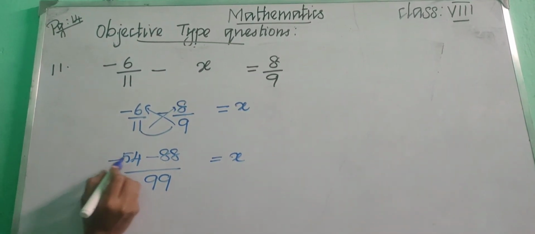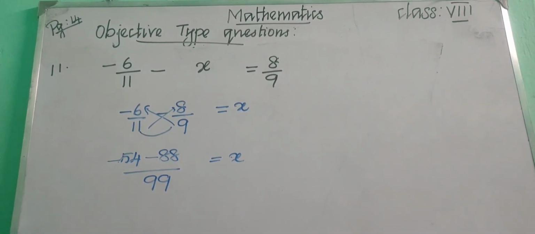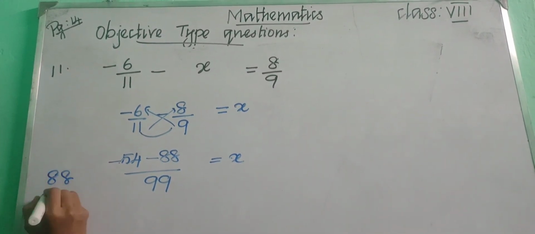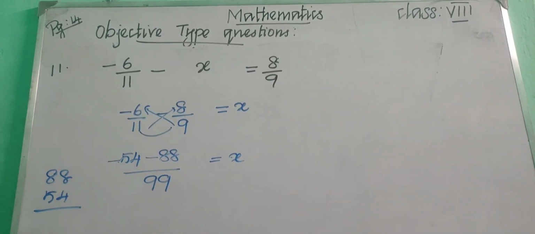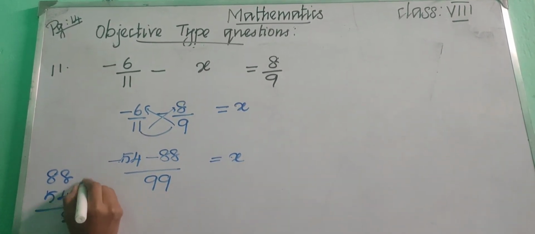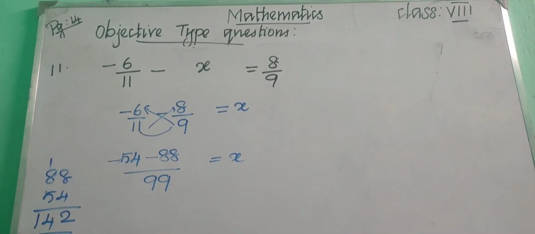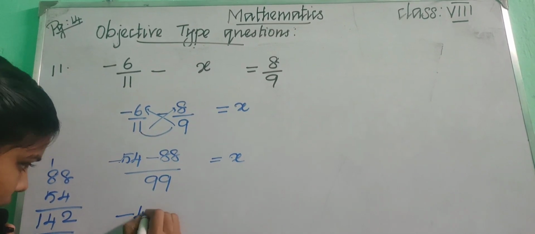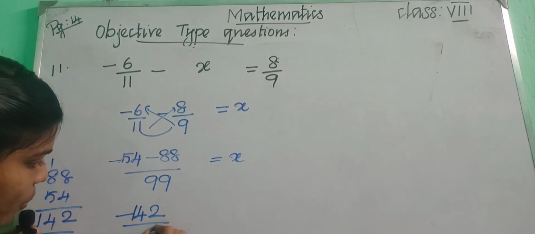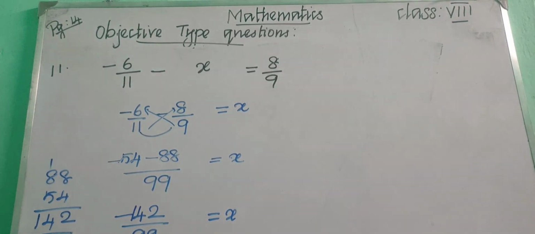See, we are having same sign, so we can add and put the same sign, okay children. So 88 plus 54, what will you get? 2, 12, right? So 2 and here 1, so 142. Okay, so the answer is minus 142 upon 99. So x equal to minus 142 upon 99. So which is the answer? Option B is the answer.